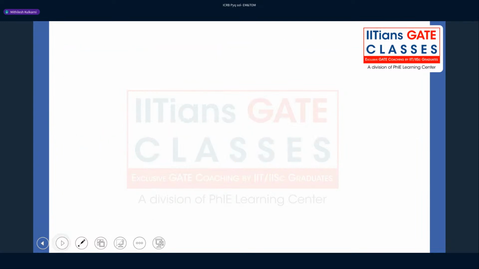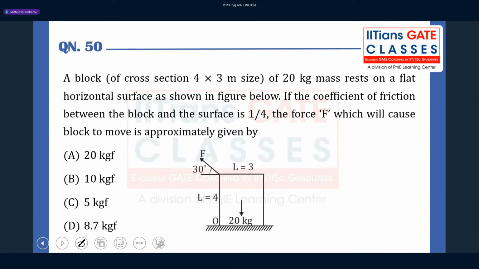So coming towards the next question, this is from mechanics again. A block is given, of cross section 4 meter height and 3 meter width. It has a 20 kg mass and rests on a flat horizontal surface as shown in the figure. The coefficient of friction between the block and the surface is 1 by 4. What they are asking is the force F which will cause the block to move. They are asking us to find the value of F.